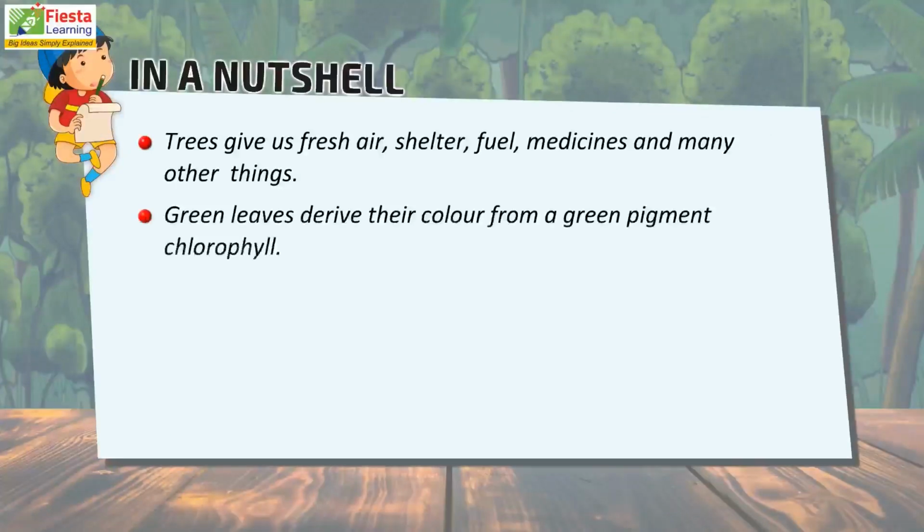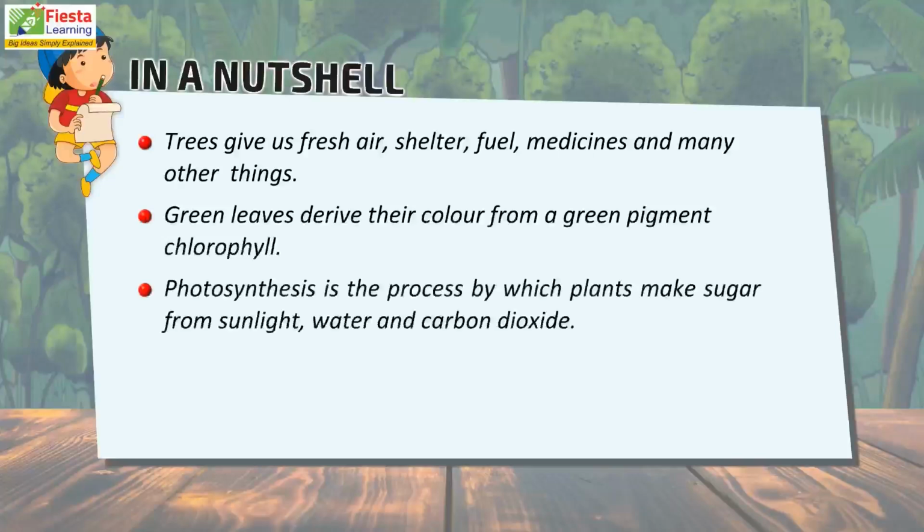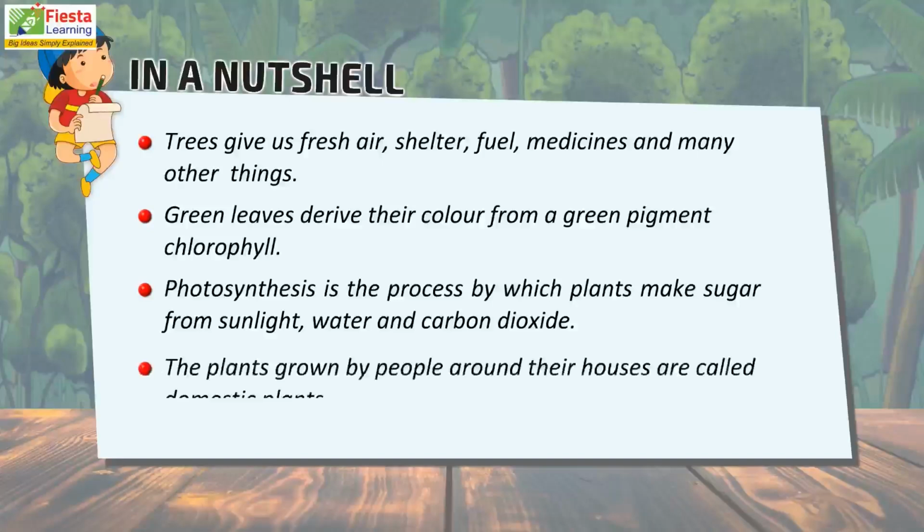Green leaves derive their color from a green pigment chlorophyll. Photosynthesis is the process by which plants make sugar from sunlight, water, and carbon dioxide. The plants grown by people around their houses are called domestic plants.